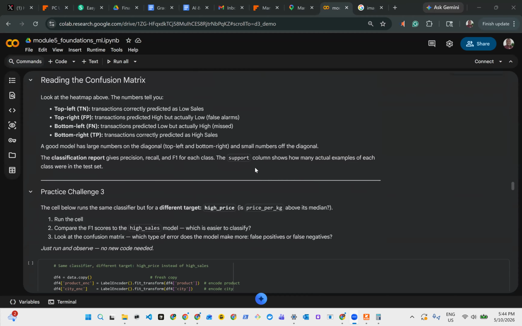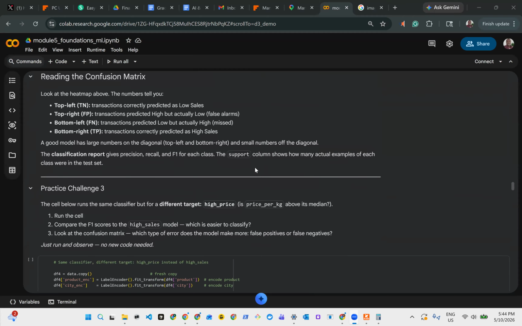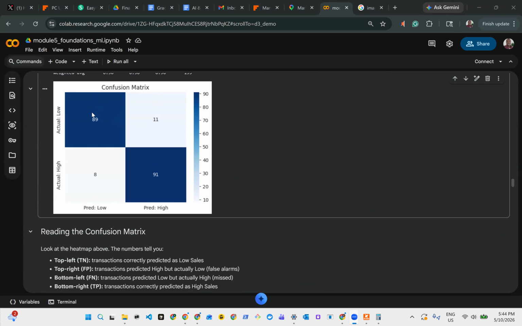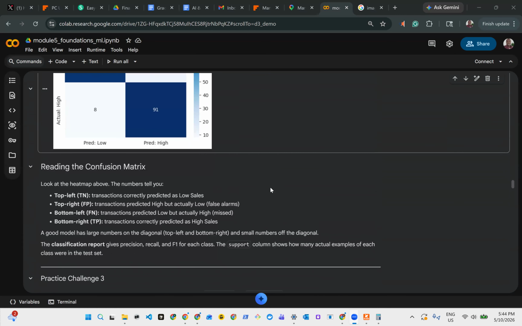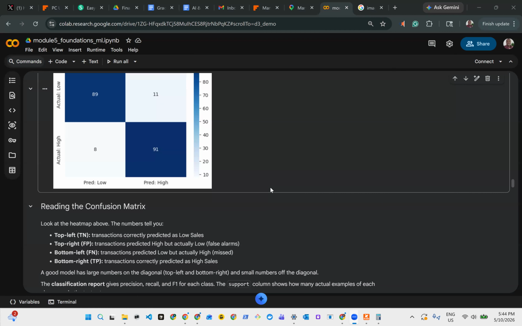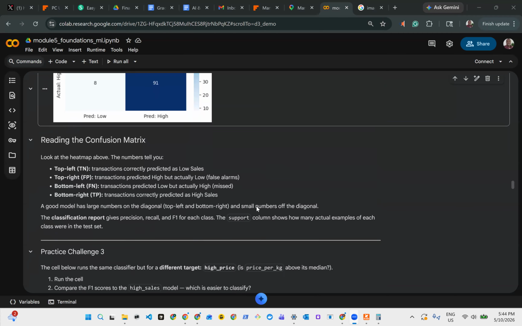So a good model has large numbers on the diagonal, top left and bottom right, as we see here. A good model will always have large numbers on the bottom right and top left, to show that transactions that were predicted low were actually low, and many transactions that were predicted high were actually high. So both of those corners must be high for a good model. Just remember that.